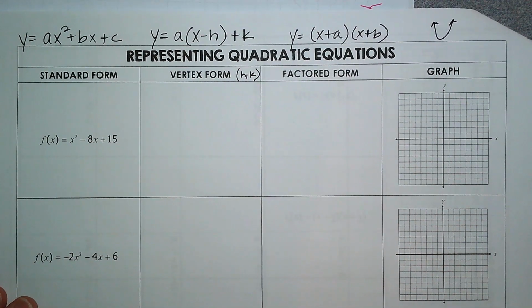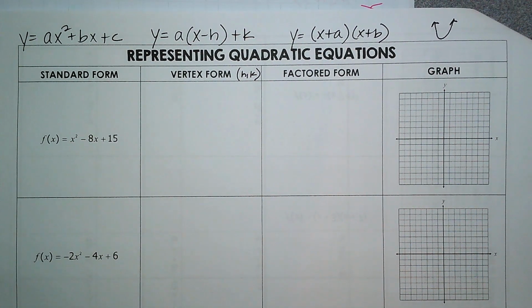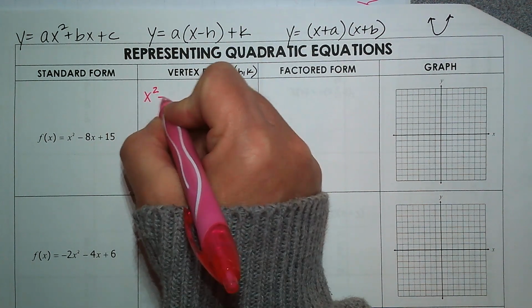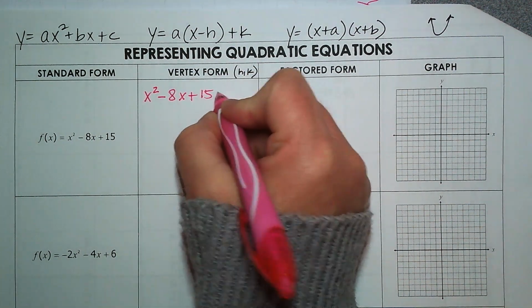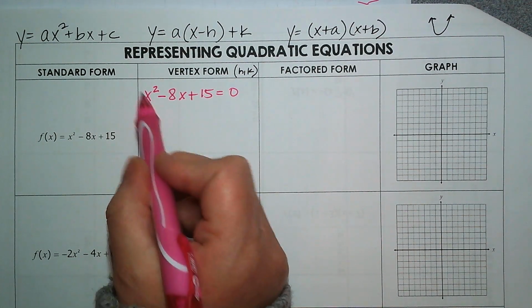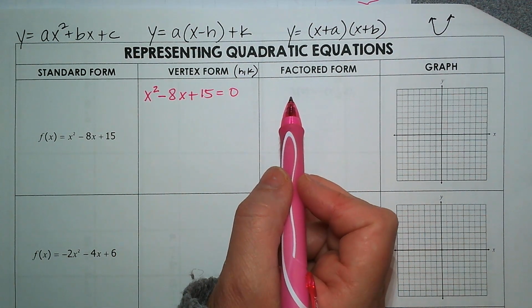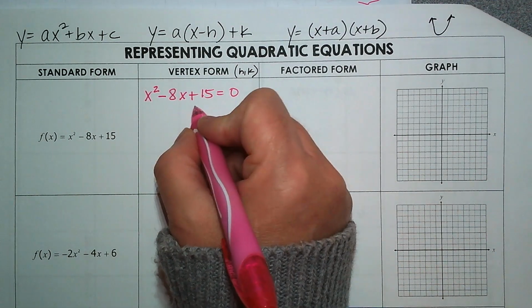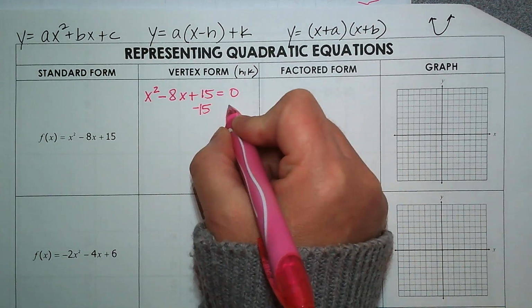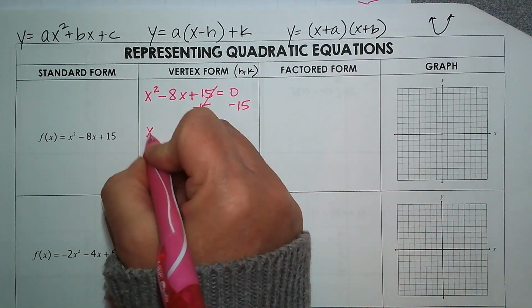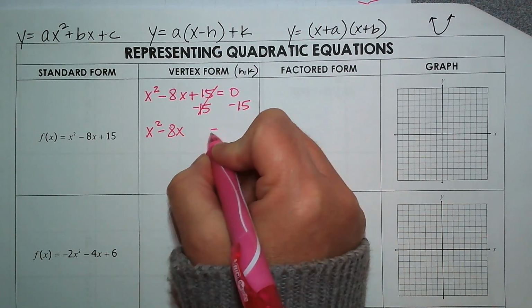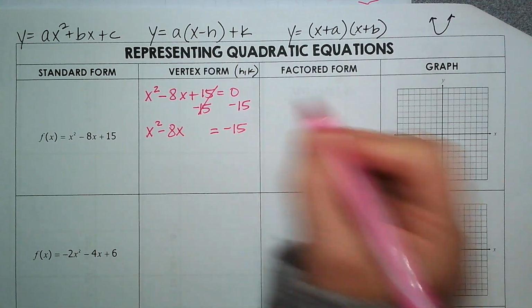In order to change from standard form to vertex form, we have to do what we call completing the square. These are the steps to complete the square. First, you're going to set it equal to 0. If there's any number in front of x squared, you're going to divide everything by a. Then you're going to move c to the right and leave a space there because we're going to add b over 2 squared to both sides.